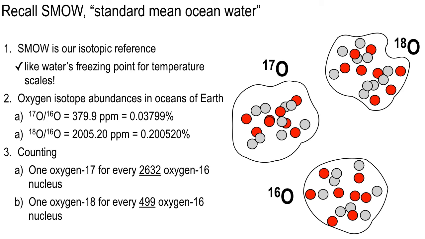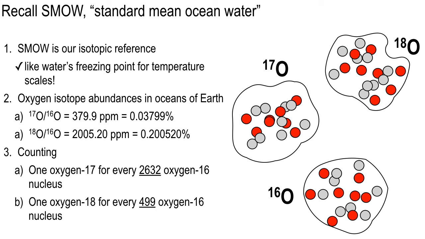You know, 32 Fahrenheit, 212 for boiling point. 0 degrees Celsius, 100 Celsius for freezing and boiling. Okay, SMOW is like a reference point in the same way. The oxygen isotope abundances that we talked about last time: 0.03799% for oxygen 17. In the oceans of Earth, but not everywhere. Oceans of Earth, that's what you get.